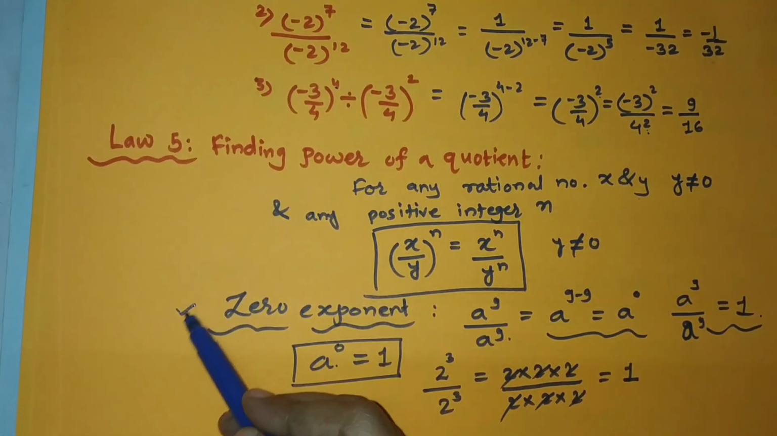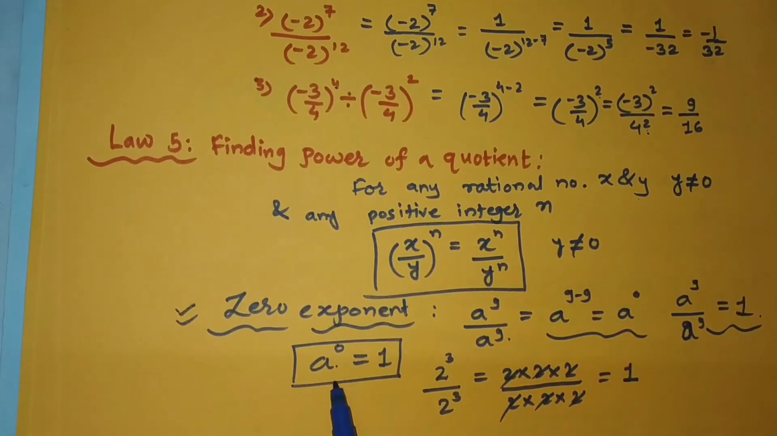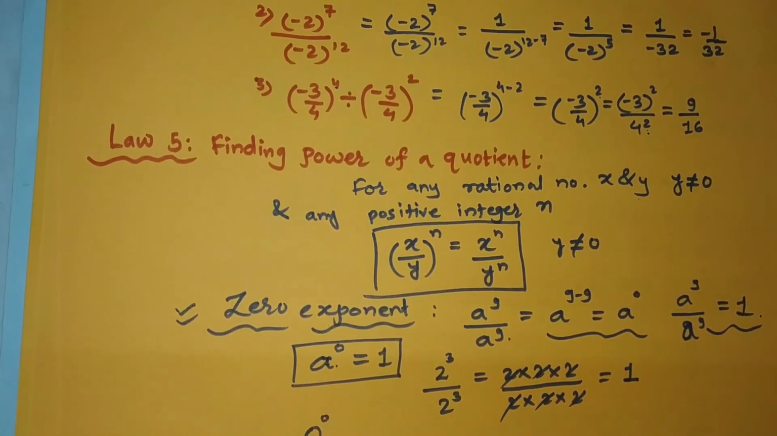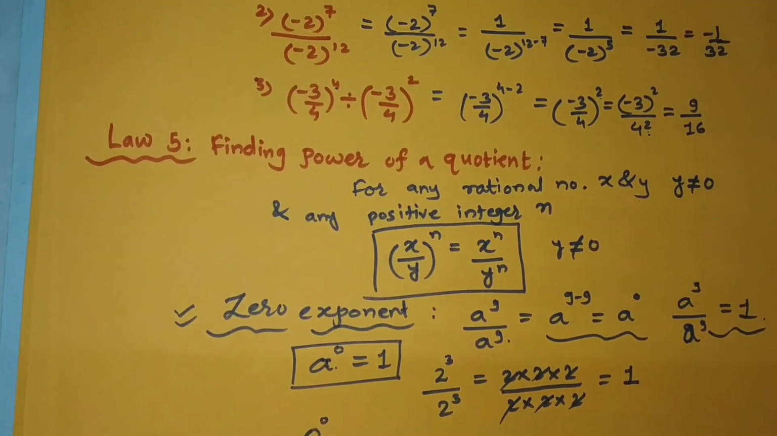So this is 0 exponent. That is any number to the power 0, we can state it as 0 exponent. So here a to the power 0 is a 0 exponent, and which means 1. So here you can state this as a law. But friends, one thing remember, 0 to the power 0 is not defined. For example, if you want to write 0 to the power 0, it is undefined. 0 to the power 0 is undefined here.